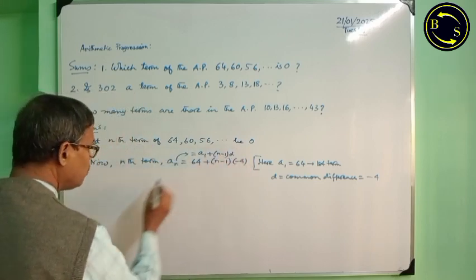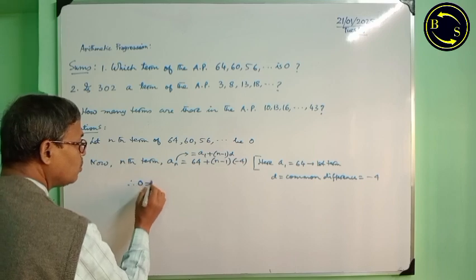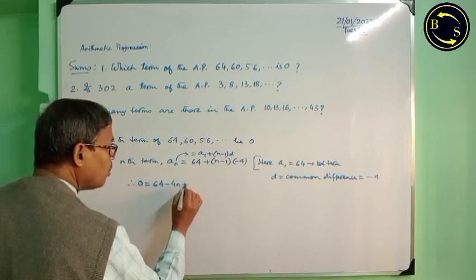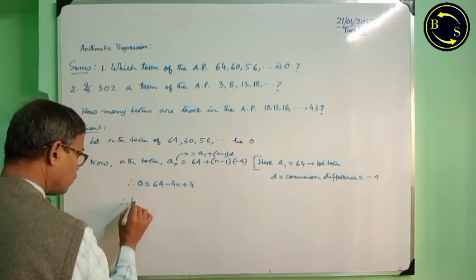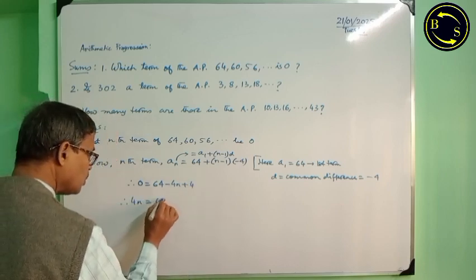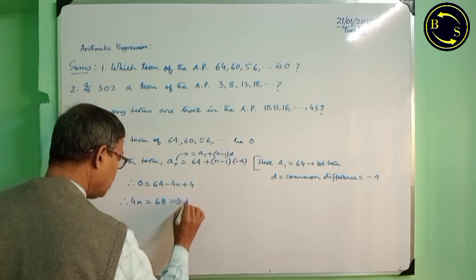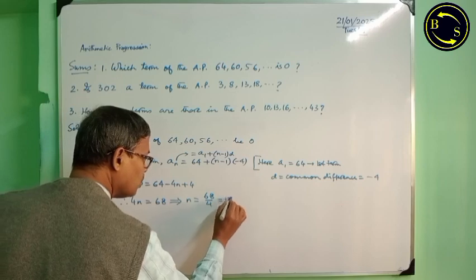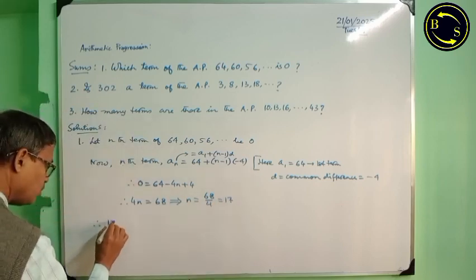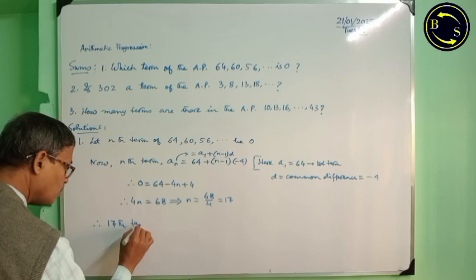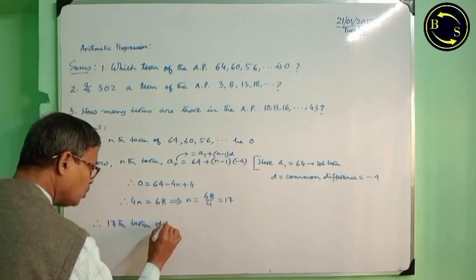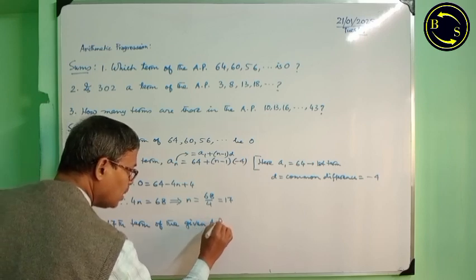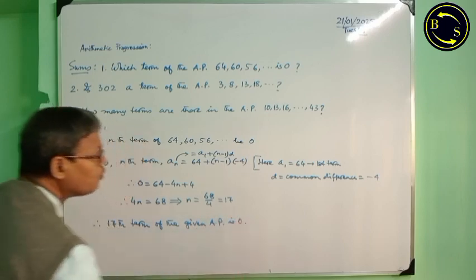Now the nth term is 0, therefore 0 equal to 64 minus 4n plus 4. Therefore 4n is equal to 68. From that, n equal to 68 by 4, 17. Therefore the 17th term of the given AP is 0. Answer.